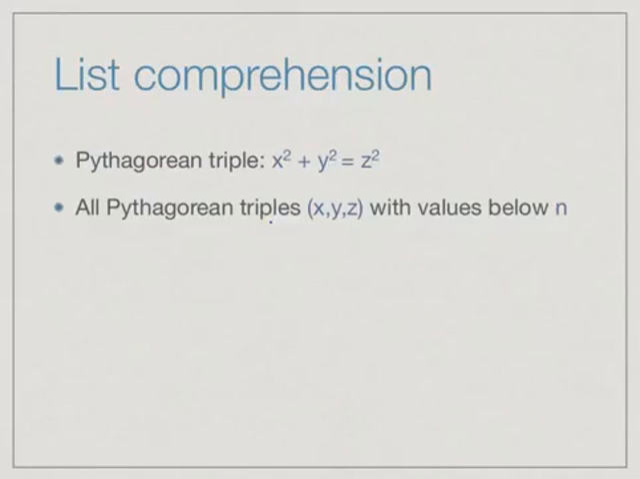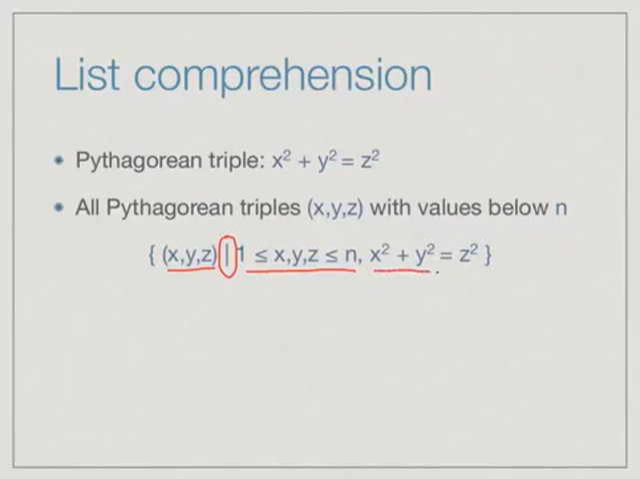So let us say we want to know all the integer values of x, y, and z whose values are below n such that x, y, and z form a Pythagorean triple in this sense. In conventional mathematics notation, you might see this kind of expression. It says, give me all triples x, y, and z such that, so this bar stands for such that, x, y, and z all lie between 1 and n. And in addition, x squared plus y squared is equal to z squared.